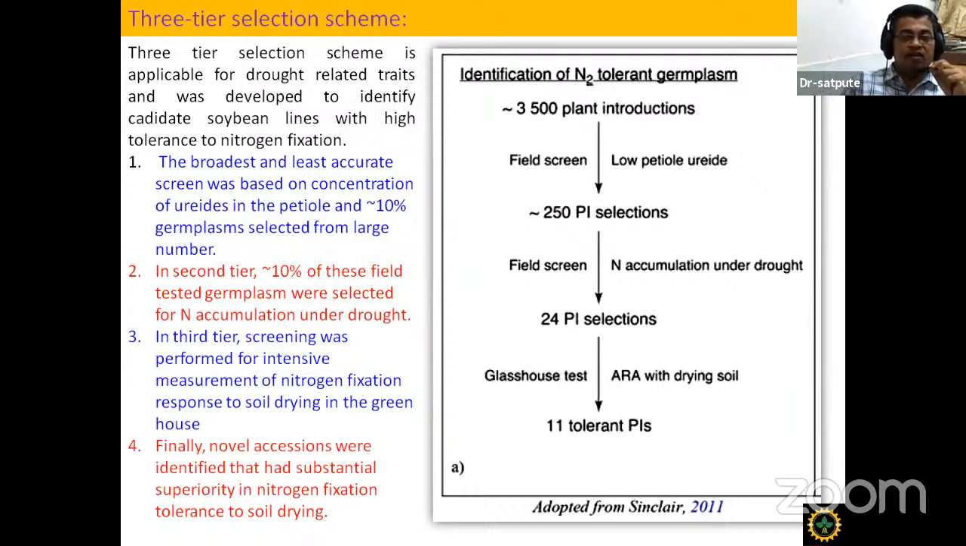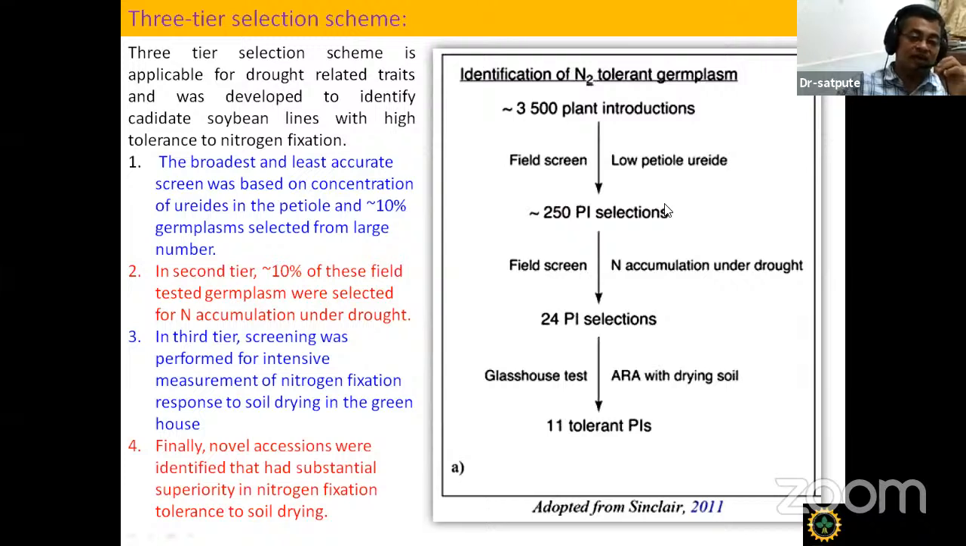So in this scheme, the 3-tier selection scheme is applicable for drought-related traits. It was developed to identify candidate soybean lines with high tolerance of nitrogen fixation, and this scheme was proposed by Sinclair in their selected traits for nitrogen fixation. The very first tier, the broadest and least accurate screen, was based on concentration of ureides in the petiole, and 10% of germplasm was selected from large numbers.